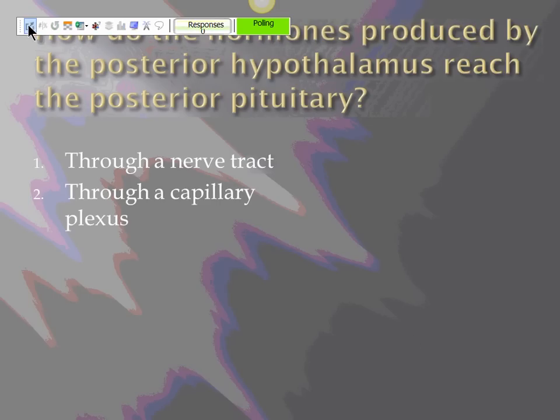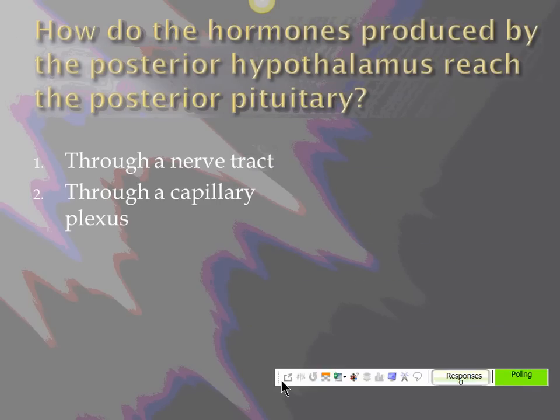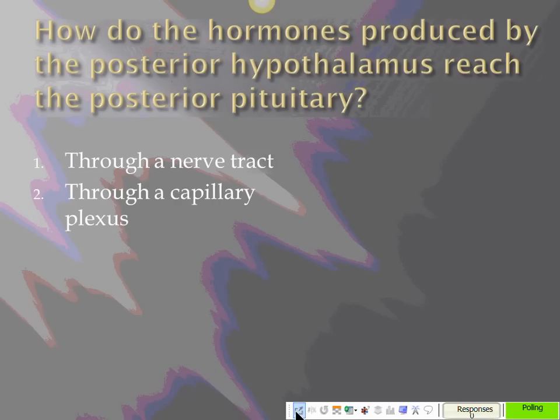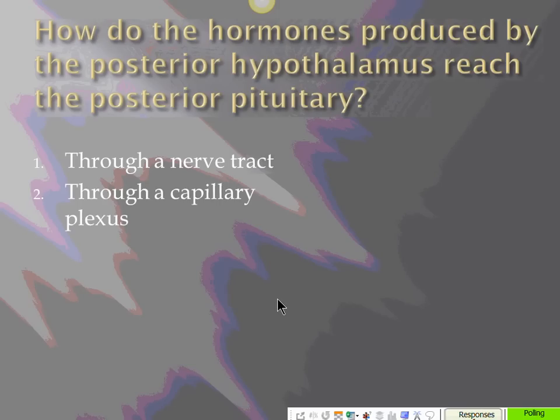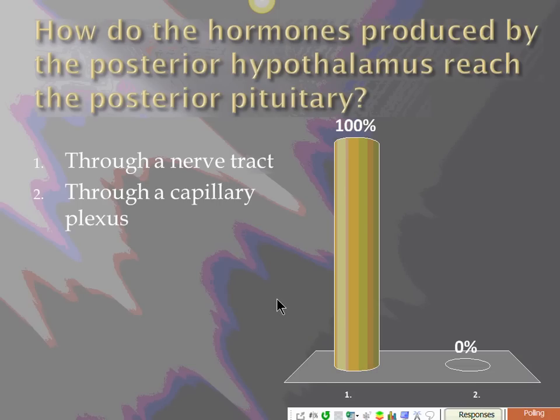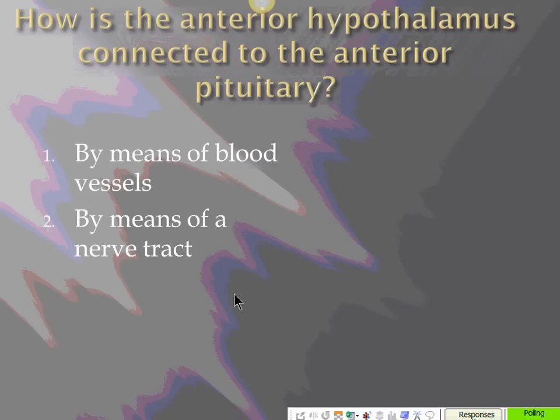So let's look at this. How are hormones produced in the posterior hypothalamus? How do they reach the posterior pituitary? Very good. Through a nerve tract. And how is the anterior hypothalamus connected to the anterior pituitary?